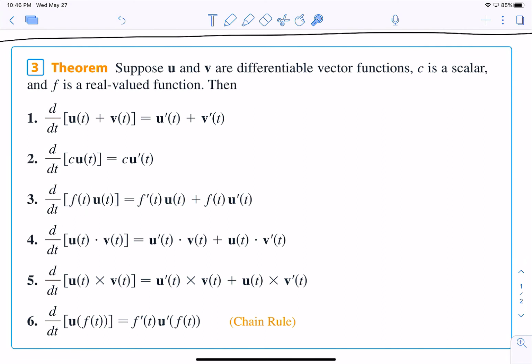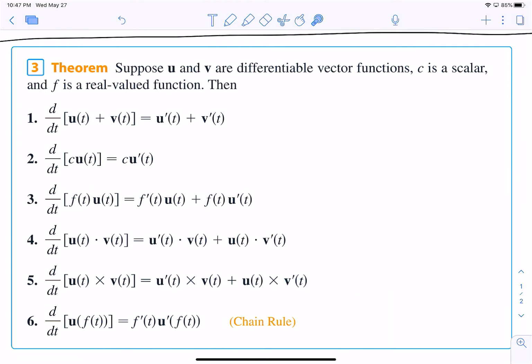F times u, f being a scalar function and u being a vector function. That derivative is a form of the product rule: f prime times u plus f times u prime. There's also a product rule for vector multiplication. U and v here are being multiplied together by the dot product. And it's the same looking format for the product rule, except it's a dot product each time there's a multiplication. So u prime dot v plus u dot v prime. Same thing with the cross product, where the cross product takes the place of the dot product.